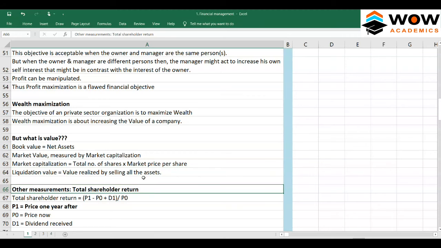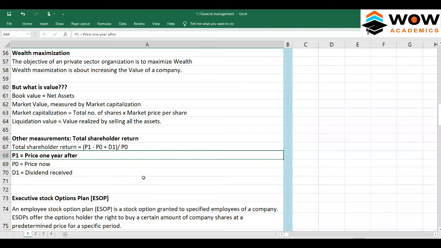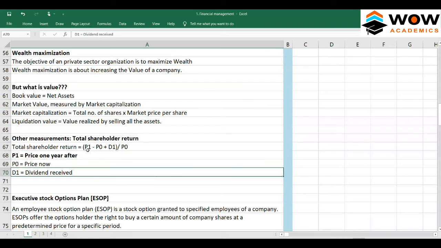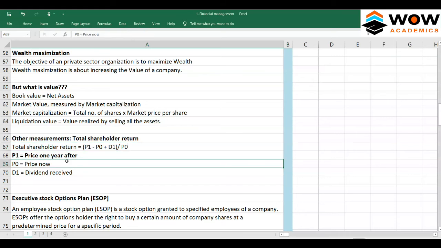There's one more mechanism called total shareholder return. What is the price now compared to the price a year ago, say 2020 January versus 2021 January? The difference between both, plus the dividend that you earn. Currently the price is 120. Last year it was 100, so you got 20 rupees from capital appreciation. Plus 5 rupees of dividend, so 20 plus 5, 25. The share price was 100 last year, so 25 by 100, into 100, gives you 25%. Total shareholder return is a nice concept to measure returns from the shareholder's point of view.